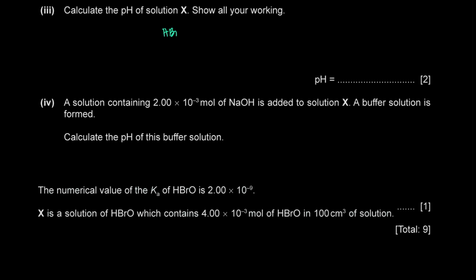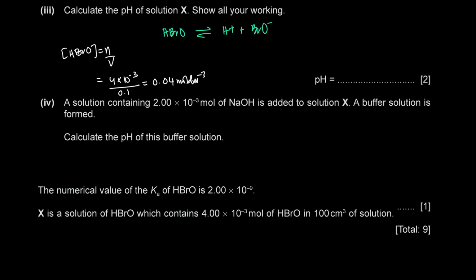HBrO is a weak acid that forms H⁺ and BrO⁻. This is a simplified equilibrium without H2O written. We need to first find the initial concentration. So the initial concentration of HBrO is the number of moles per unit volume. The number of moles is given to us as 4 × 10^-3, and the volume in dm³ is 0.1 dm³. So we get the concentration as 0.04 mol/dm³. That's the initial concentration of the acid.